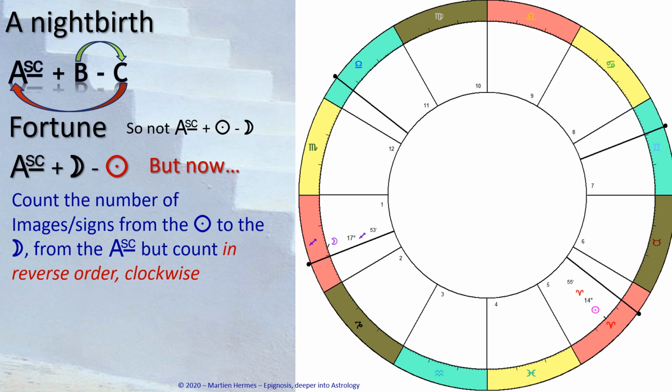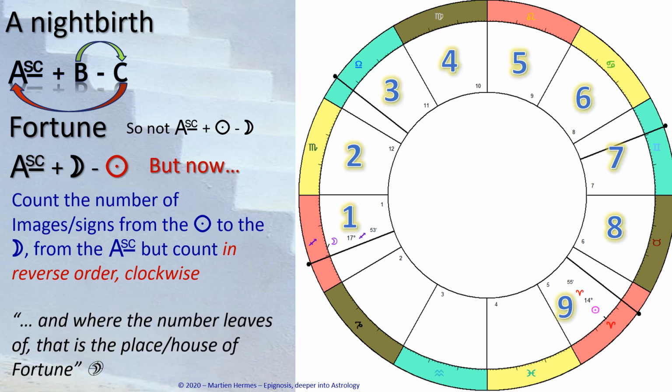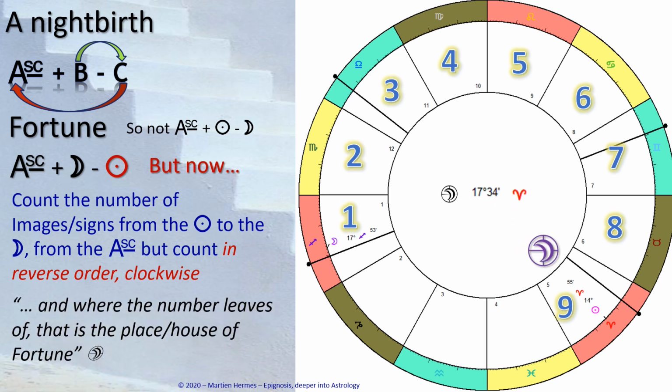Okay, so now the next step is again to count the number between these two planets, but now we're going to do it in the reverse order, so in the clockwise direction, which is not normally the way we calculate the number of images from the ascendant in the normal day chart. So then we get this. And our calculations say that where the number leaves off, that's where we find fortune. So that's an interesting feature of using again the same formula but not reversing the planets, but what you do reverse is the way in which you count the distance between these two planets in images.